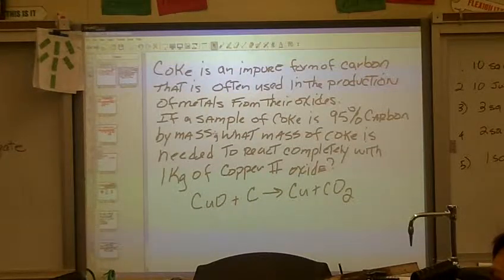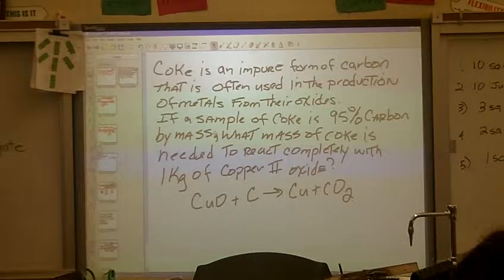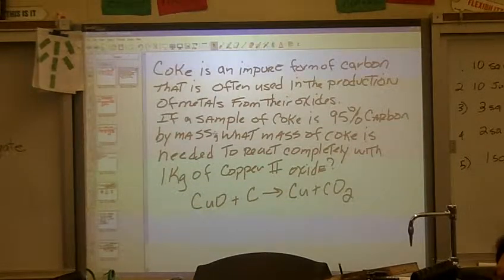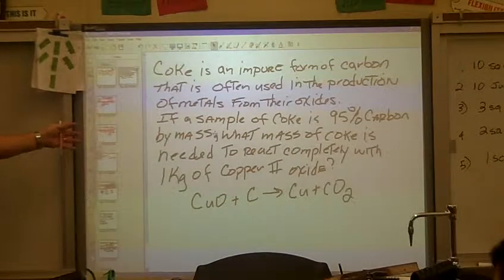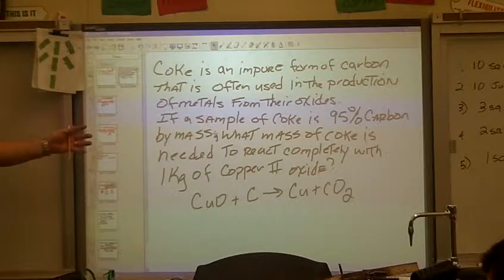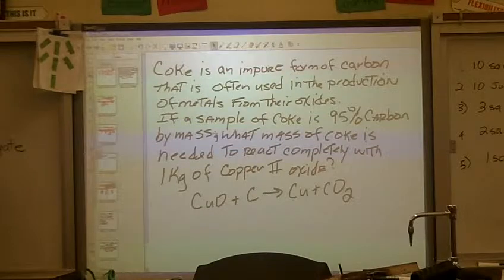No, this is not Coke the drink. Oh, are you talking about the soda? This Coke is the stuff that they use at steel mills. It is pure carbon. But it says impure. Coke is an impure form of carbon, which is what they use at steel plants. So what they're doing here is a legitimate problem with numbers that are exact. Coke is about 95% carbon. Carbon is what makes the steel stronger.